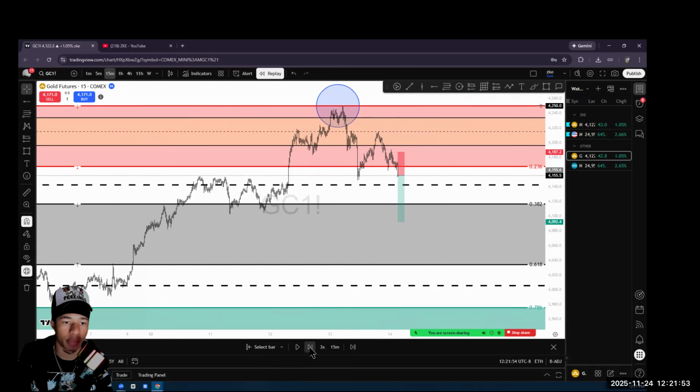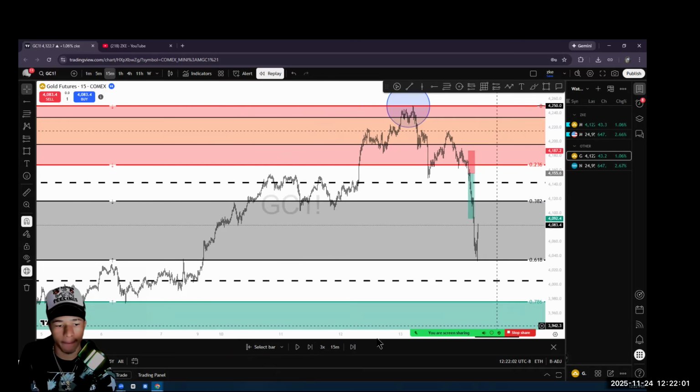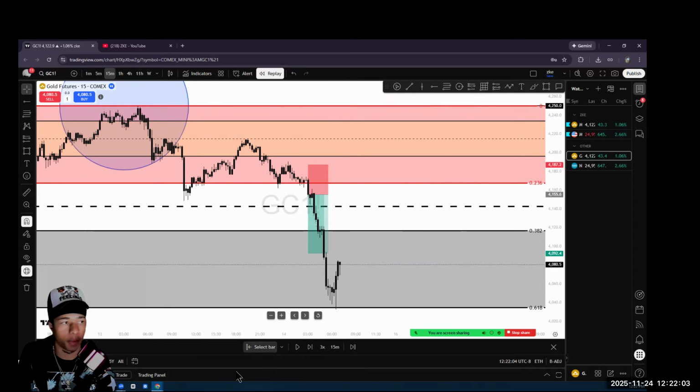Boom. So let's let price play through. And all you're going to do is simply look for a bullish reaction at your 618. Bing, got it. Boom. That's already TP. So bullish entry right at your 618.